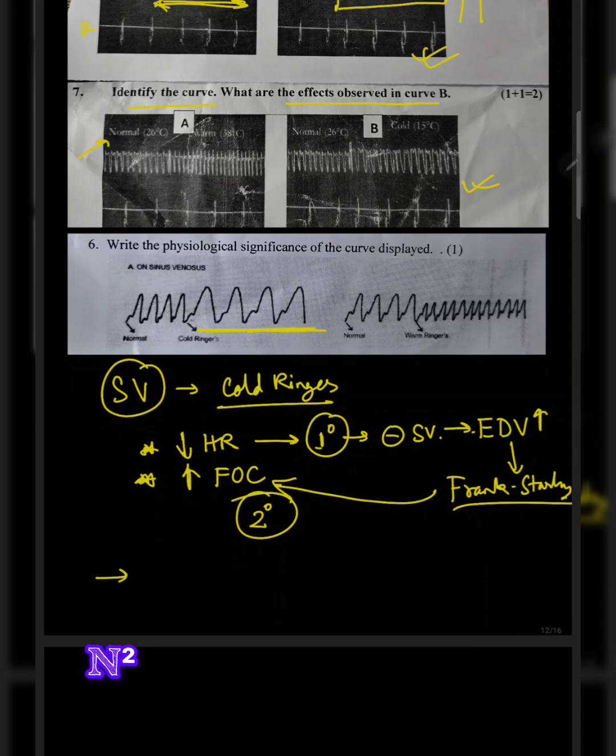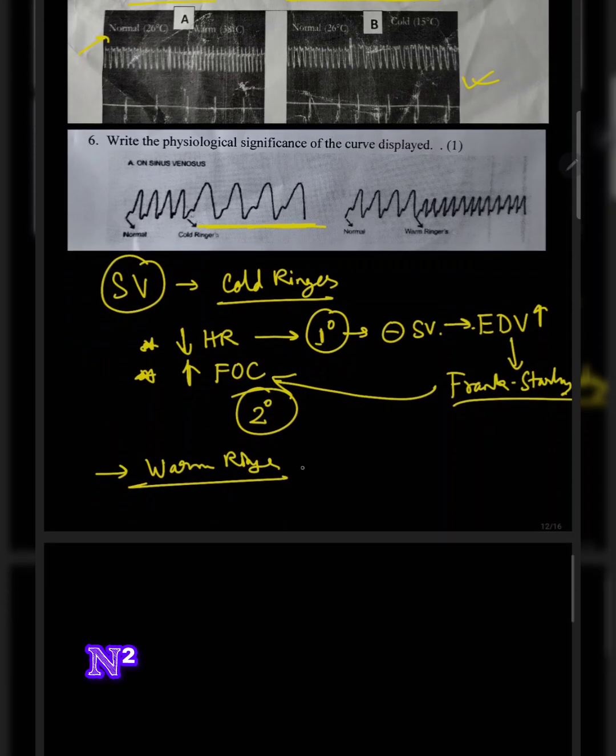Whereas when we are supplying the warm Ringer solution, what happens? The opposite effect occurs, that is, it will directly affect the sinus venosus and will increase the heart rate. Now as you know, when the heart rate is increased, what happens? There will be lesser time for the ventricles to fill with blood, so you will get a lesser end diastolic volume, and because of the Frank Starling law, what will happen? You will get a decrease in the force of contraction.